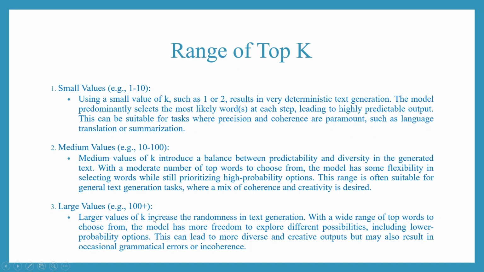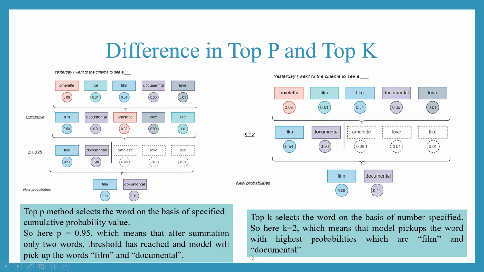Large values, that is more than 100. Larger values of K increase the randomness in text generation. With a wide range of top words to choose from, the model has more freedom to explore different possibilities, including the lower probability options. This can lead to more diverse and creative outputs, but may also result in occasional grammatical errors or incoherence. Now let's see the difference in top P and top K.